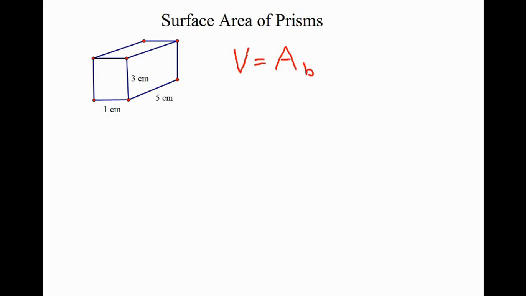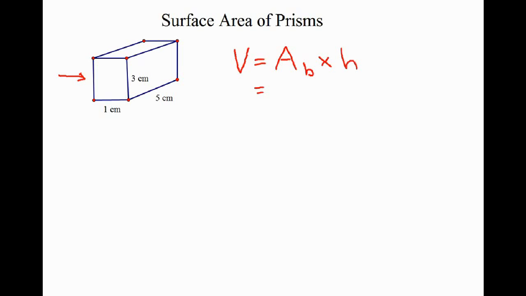And if we know how many square centimeters fit on the bottom, we know how many cubic centimeters fit on the bottom. And if we know how many cubic centimeters fit on the bottom, then we just have to look at how many layers we have to fill up this box. And so we multiply the area of the base times the height. So in this case, the base is a rectangle. It's a rectangle that's 1 centimeter by 5 centimeters.